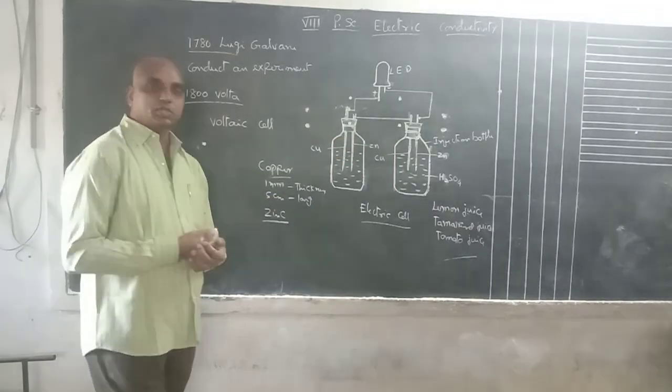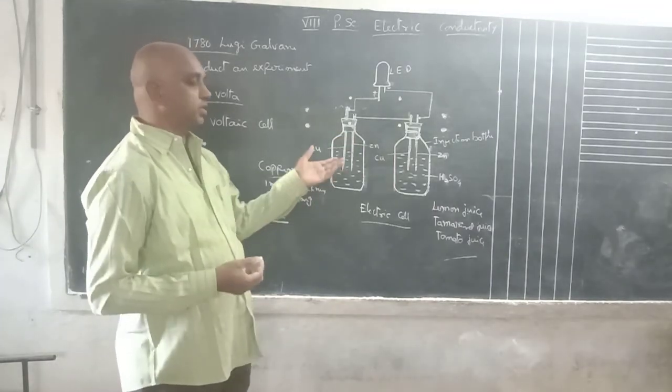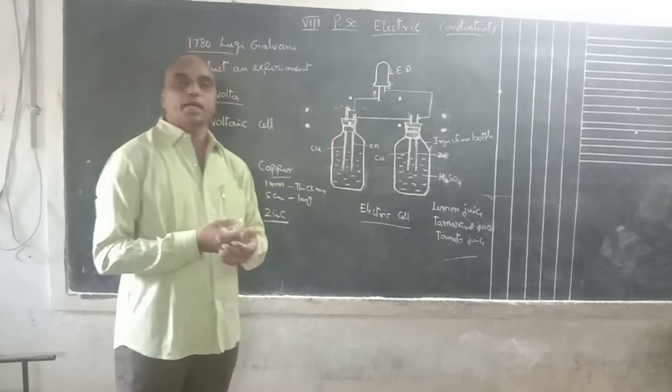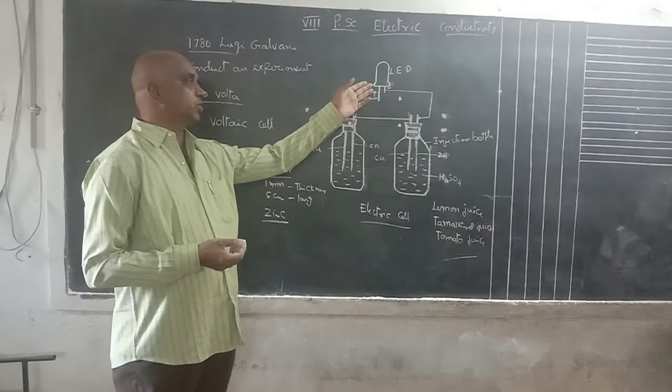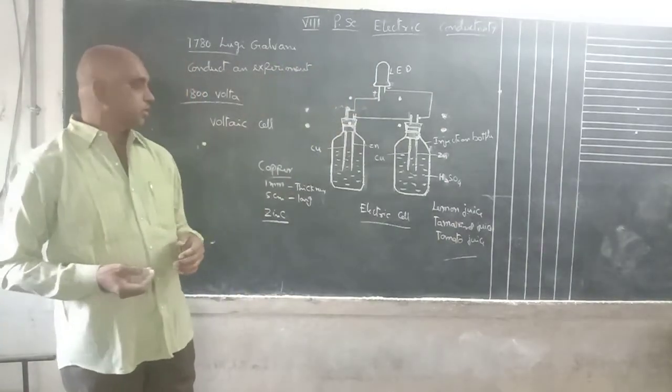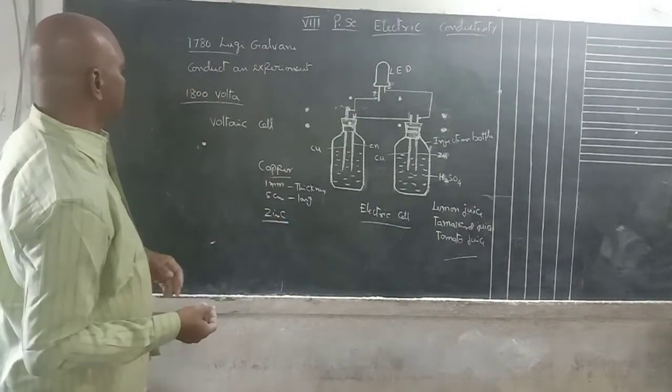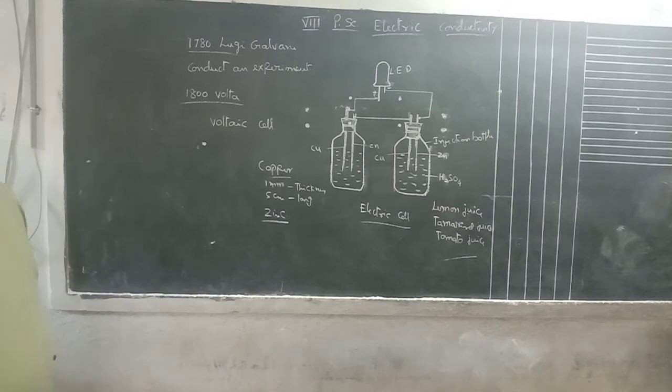That also produces the current. That means chemicals are there. Citrus fruits have acidic property and are a good electrolyte. So we can glow the LED bulb. This was suggested by the scientist Volta.